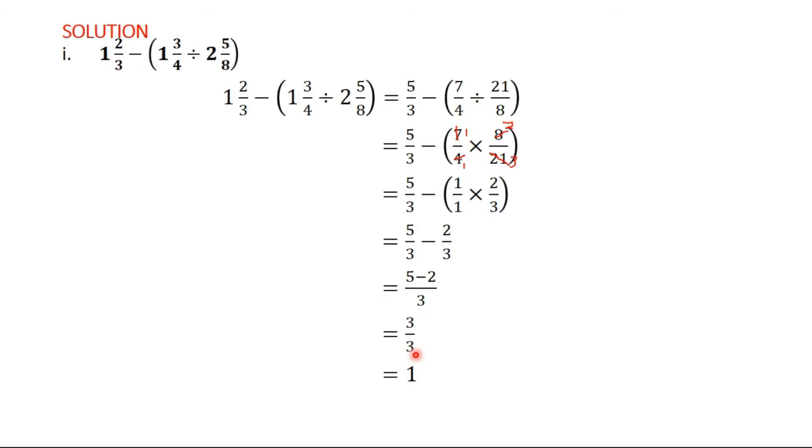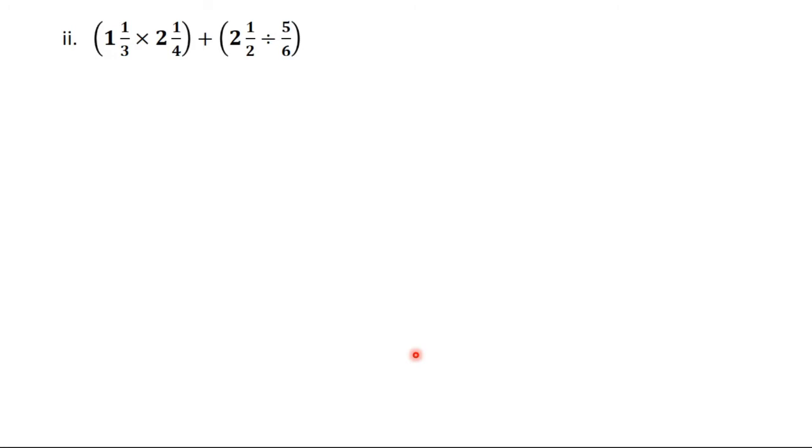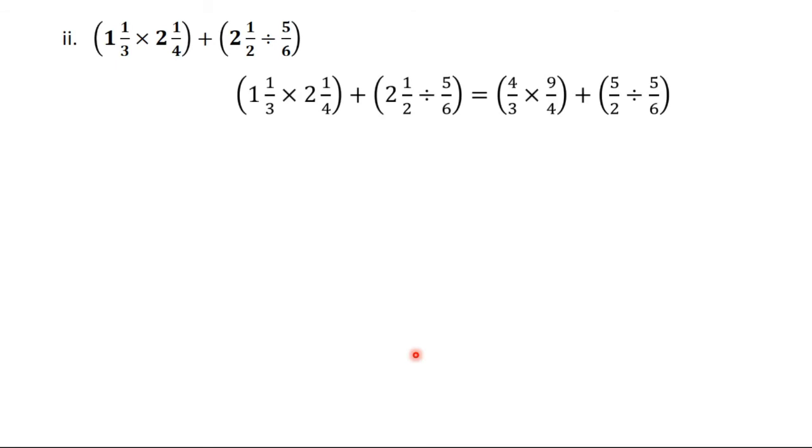Let's pick another example. So we have one whole number 1 over 2 times 1 over 3 times 2 whole number 1 over 4 in one bracket plus 2 whole number 1 over 2 divided by 5 over 6. So once again, BODMAS says that you should first deal with what is in the bracket. But because you are having mixed numbers, first change all the mixed numbers to improper fraction.